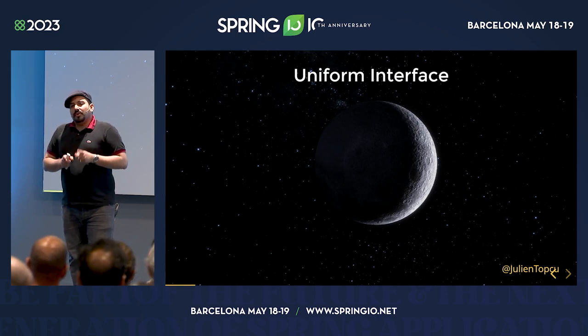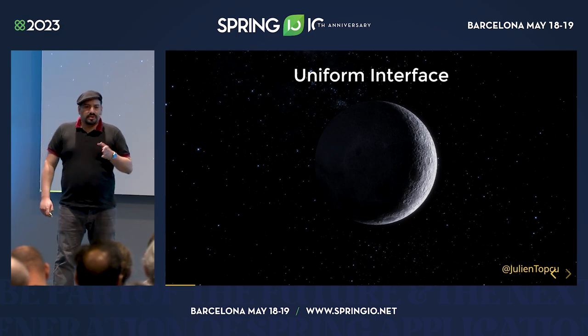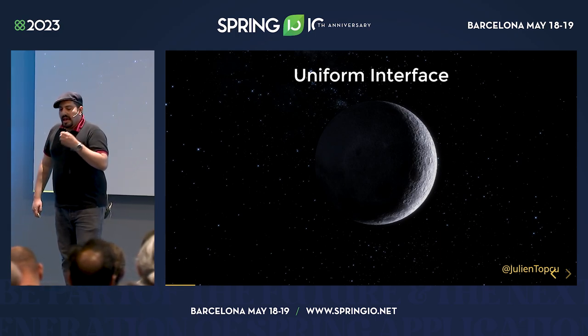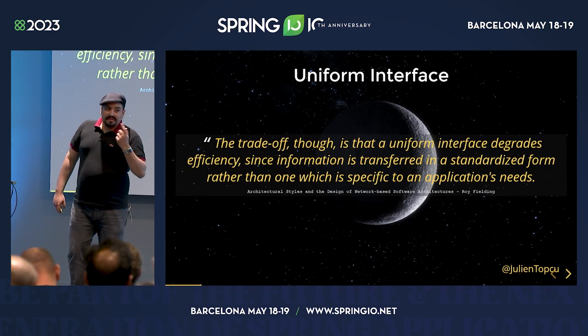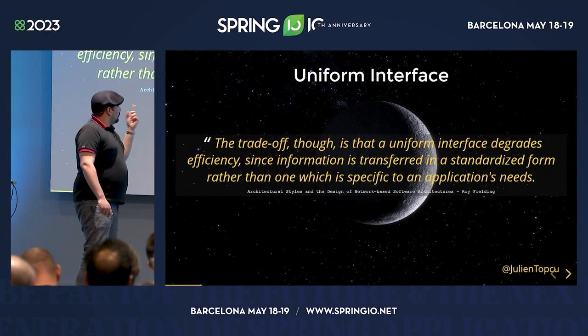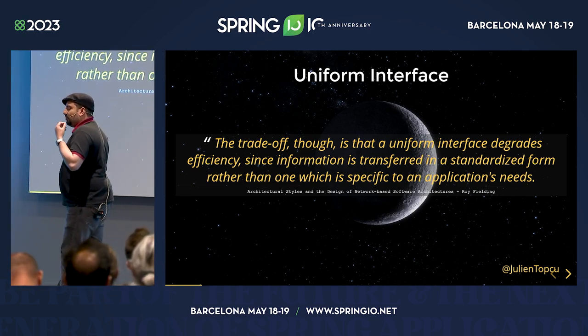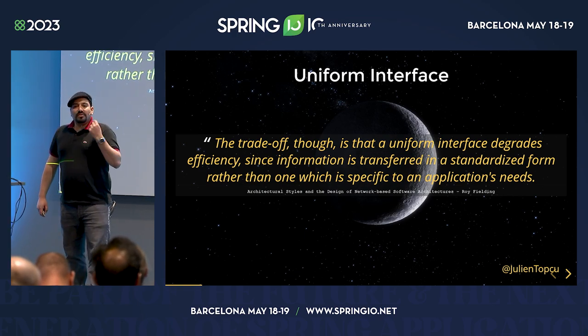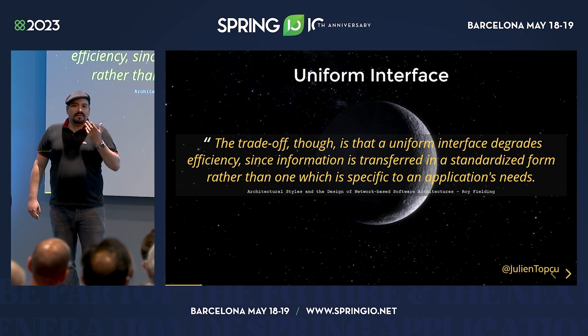Maybe you know that, but REST was formalized by Roy Fielding in 2000 in his PhD thesis. He warned us about one limitation of that pillar of REST. He said that since the information is transferred in a standardized form rather than one form which is specific to the application needs, we will degrade the efficiency of the system. So in a way, he warned us about that loss of meaning.